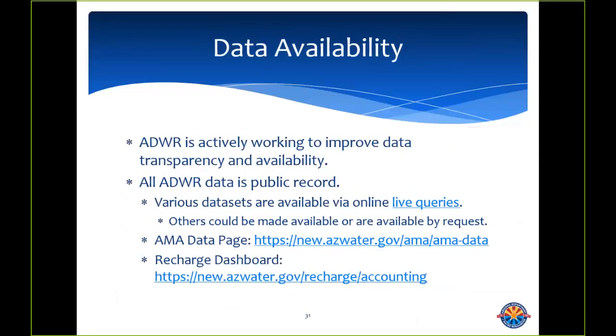There are already a number of live queries posted on our website. And again, I already mentioned the AMA data page and dashboard. Also, our recharge group has recently published a summary dashboard and has some great information on their accounting page as well. And these are links on this page in the presentation. This presentation is actually already posted online on our website, so you can have access to those.